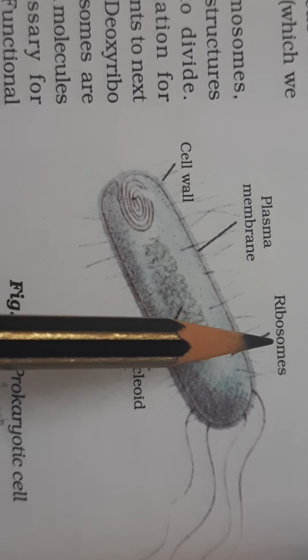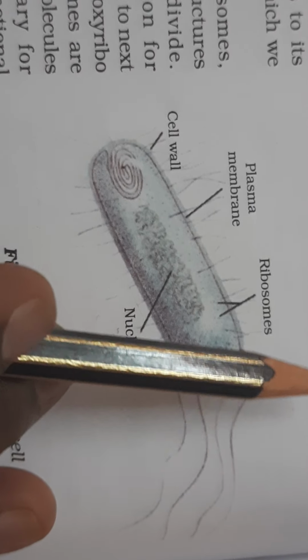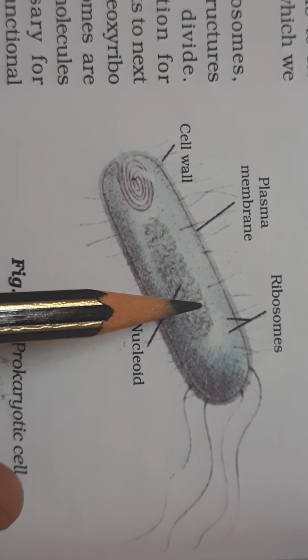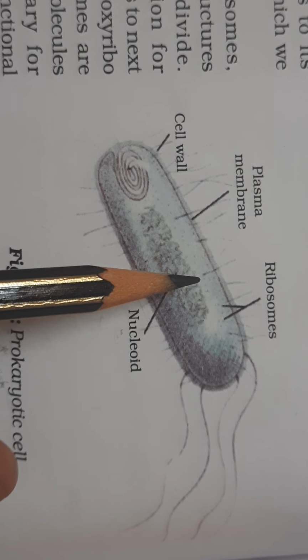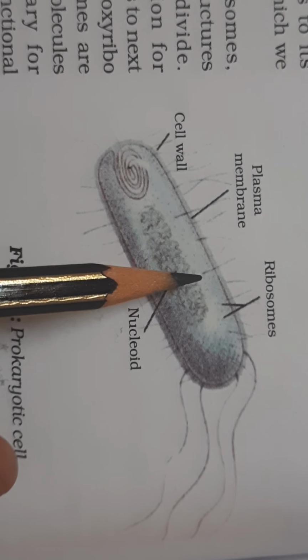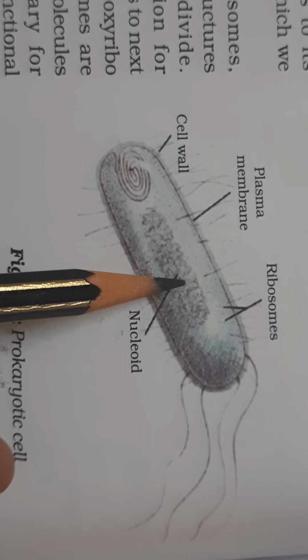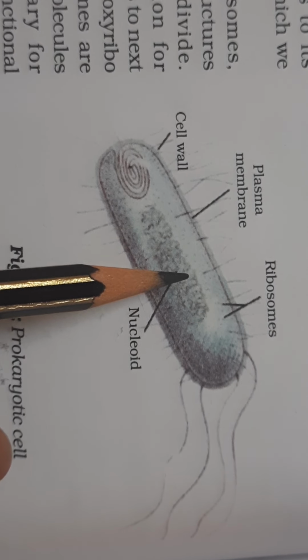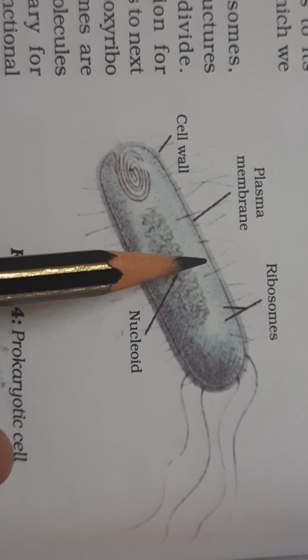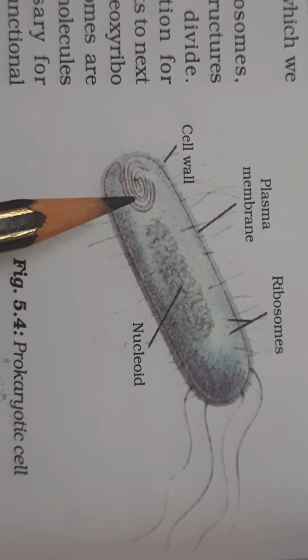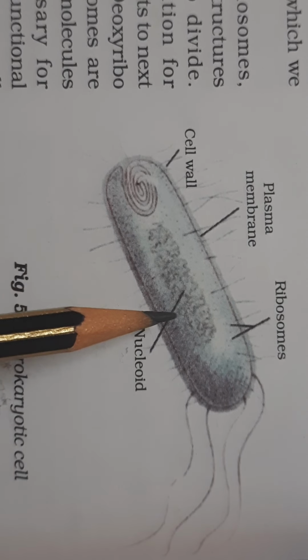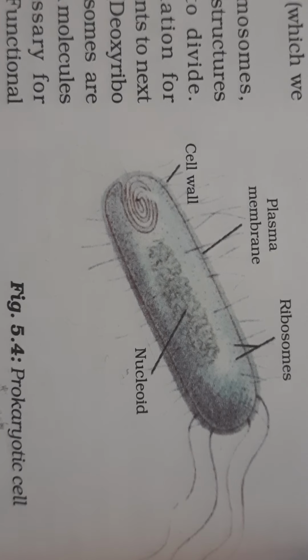And the chlorophyll in photosynthetic prokaryotic bacteria is associated with membranous vesicles. Membranous vesicles means bag-like structures. So they lack other cell organelles. This is a prokaryotic cell. Now we will study the eukaryotic cell.